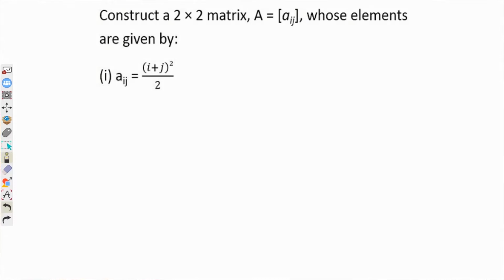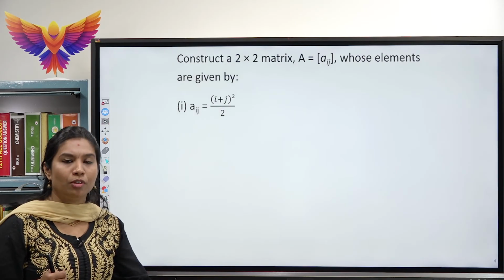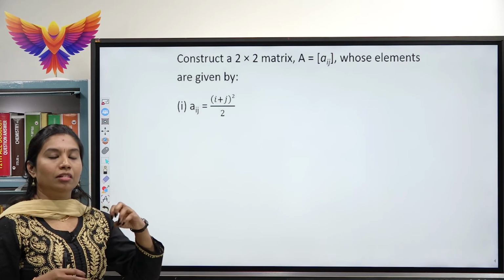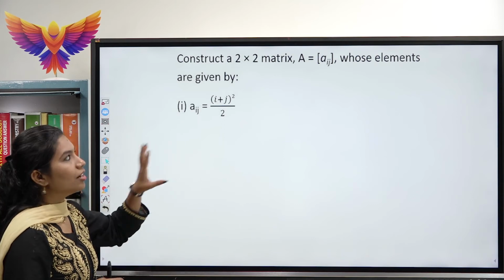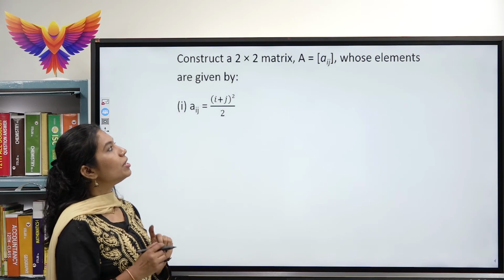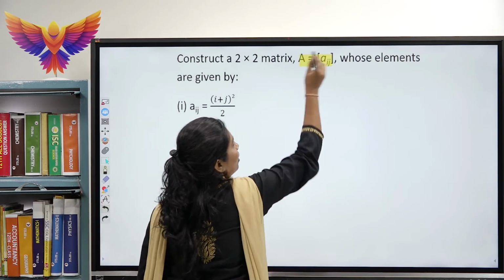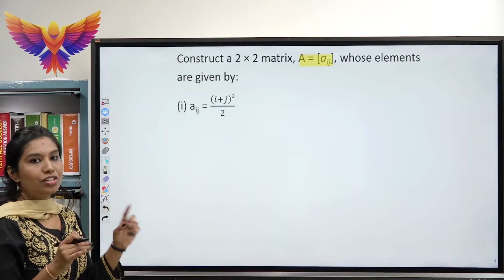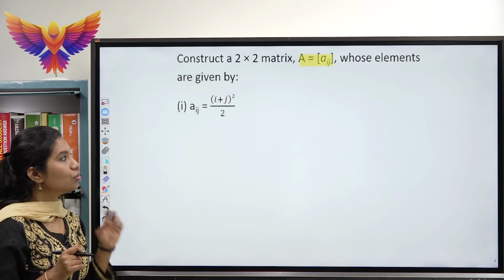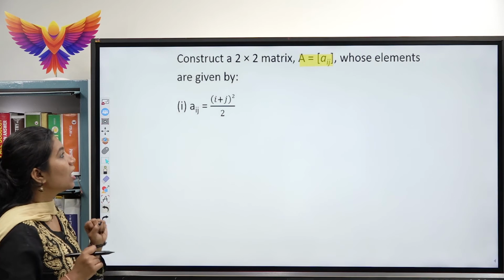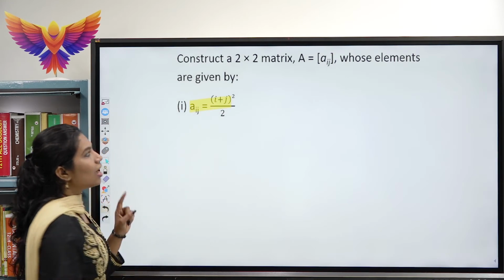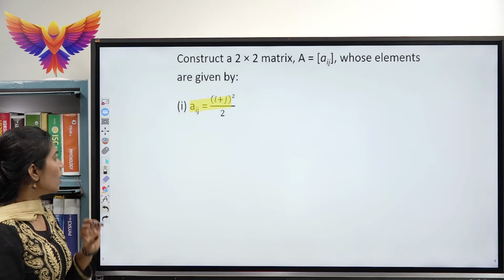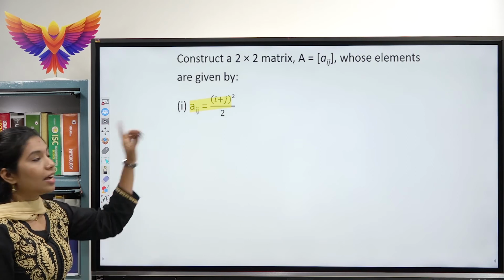Till now the matrix was being given. We were supposed to find out the order of a matrix, or which element belongs where, or what is A11, the address of an element, all such things. Now we are supposed to construct a matrix using a given condition. As I already said, the matrix will be denoted with Aij, where i denotes which row it belongs to and j denotes which column it belongs to, whose elements are given by the condition. Aij is given as (i plus j) the whole squared over 2. We are supposed to find the elements which satisfy this condition.